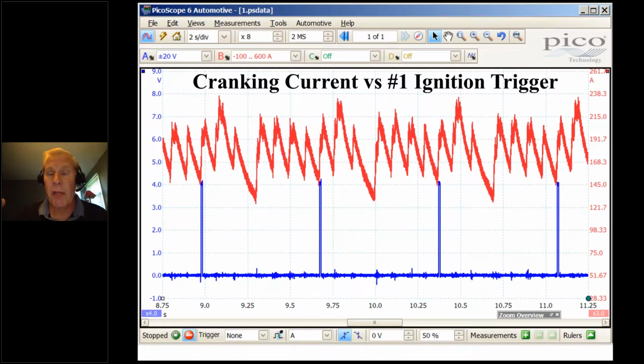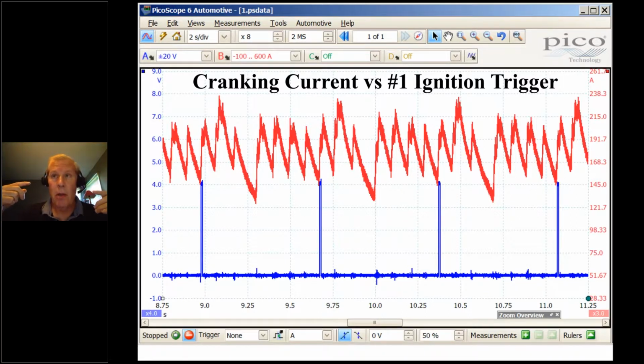So the very first test that I do, I can't use a scan tool because of the tune in the PCM, but the very first test that I do is a cranking current test. So blue is the #1 ignition coil trigger, so I back probe the trigger signal for #1 as reference, and red is a high amp current probe clamped around a battery cable. Phenomenal test, phenomenal test. And I disable ignition, I crank the engine over.